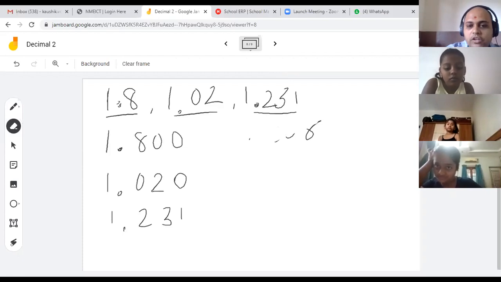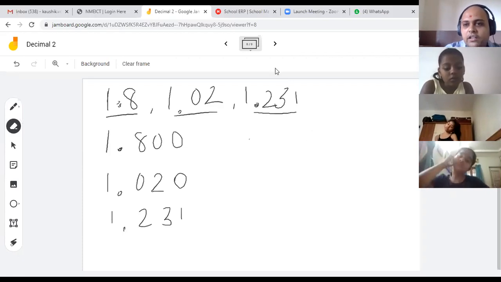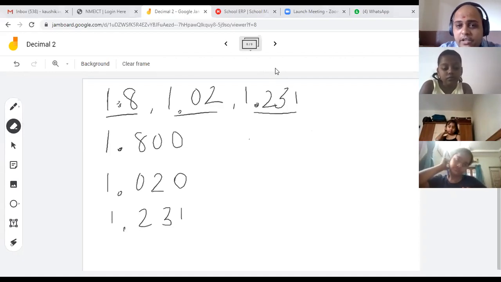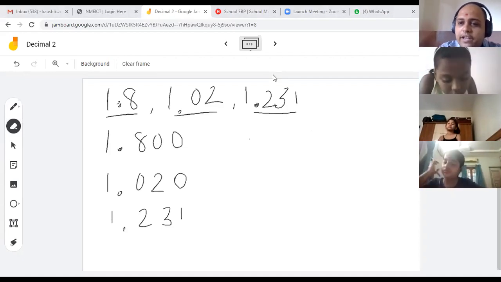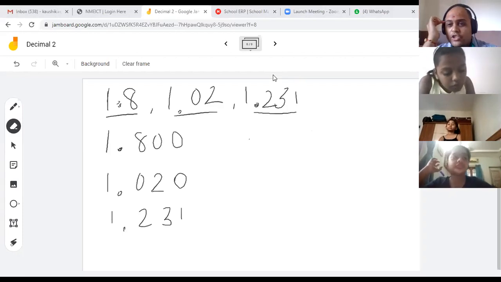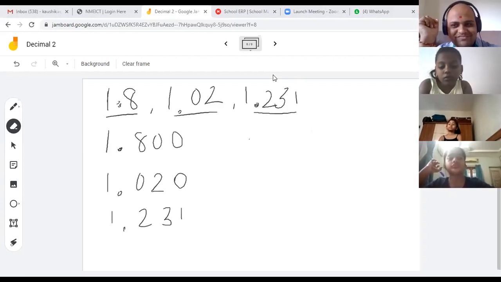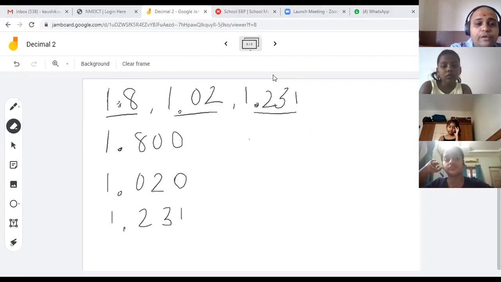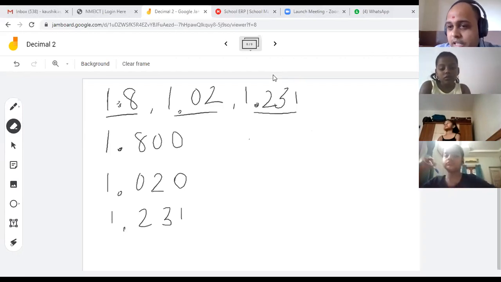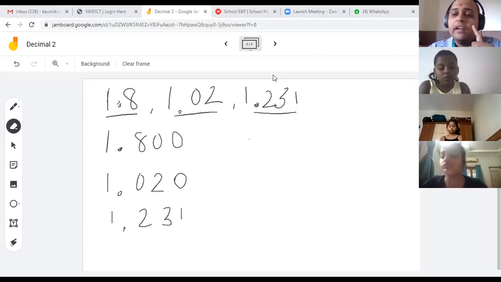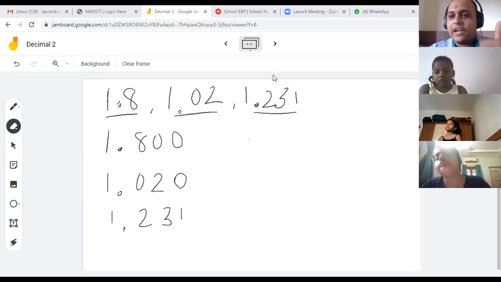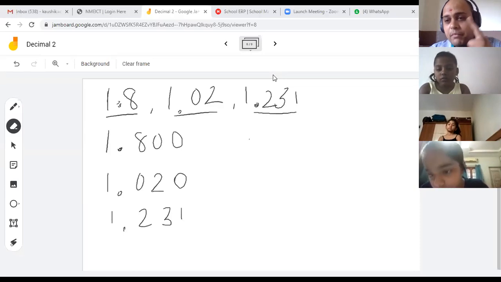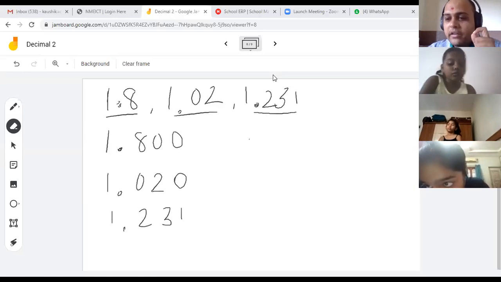Okay, right everyone? So when you want to add or subtract decimals, you have to write in your notebook, or you can write it later by watching through YouTube. Pay attention. Now if I want to add or subtract decimals, I have to make sure that they are like decimals. In case we want to add or subtract decimals, we must make them like decimals.